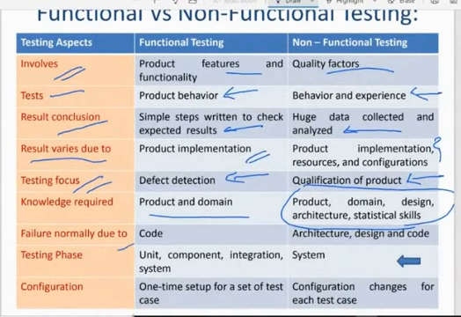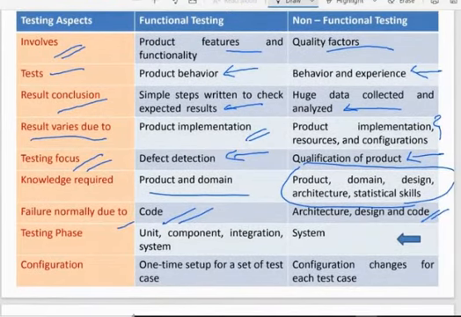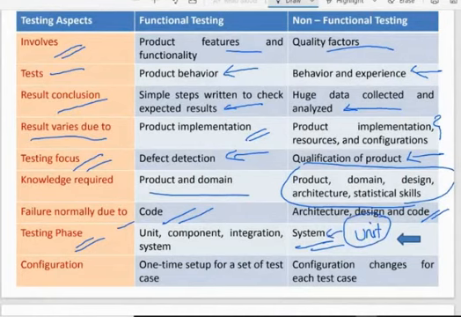And this failure is obviously due to code. Here it will be due to architecture, design, and code, all. Testing phases are unit, component, integration, and system. Here I have only system. Here a particular unit, if it is comparatively large, I can treat this particular unit as a system as well. So that kind of testing also we can go ahead with.